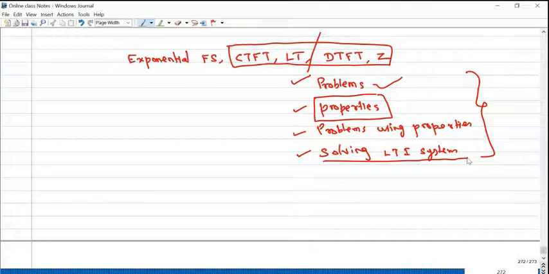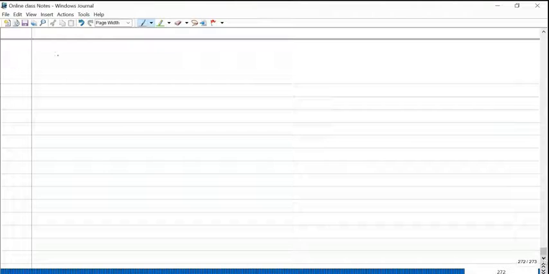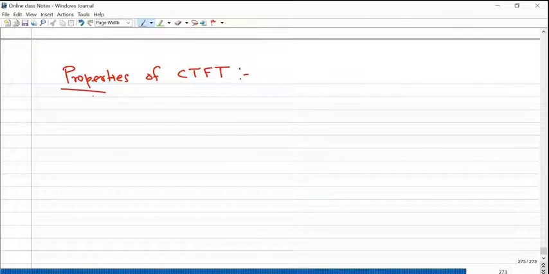So now we started the CTFT and we completed the basic problems as of now. Now I'll list out the properties of Fourier transform one by one, and we will solve problems using properties of Fourier transform. Properties of continuous time Fourier transform, in short form represented as CTFT.